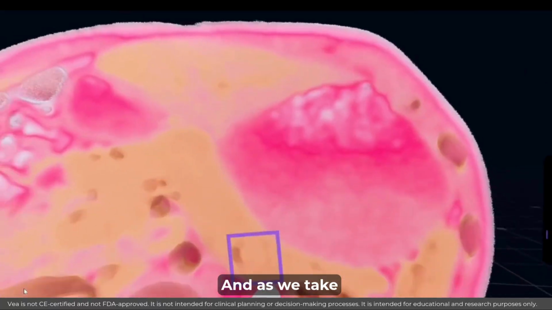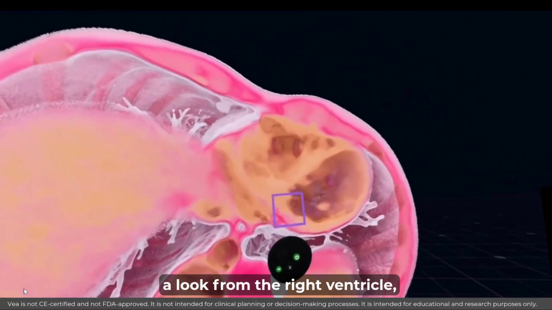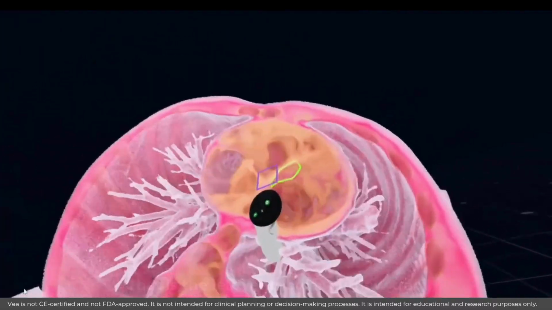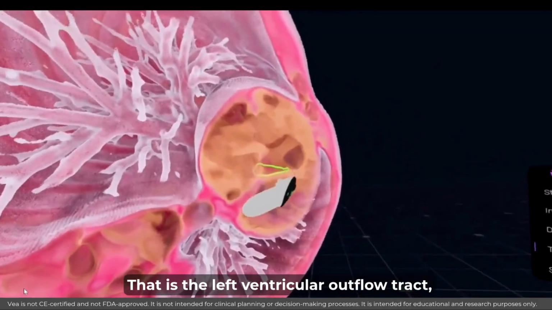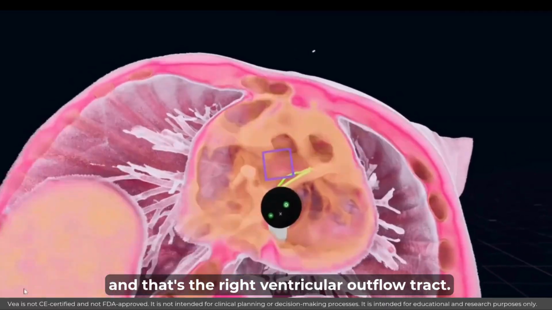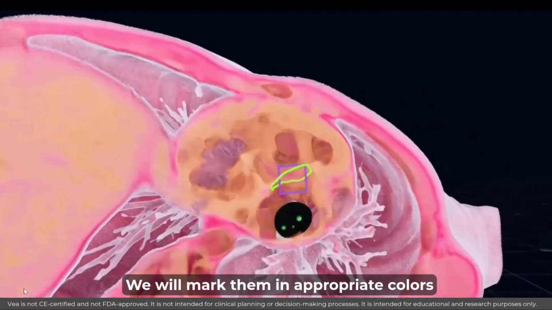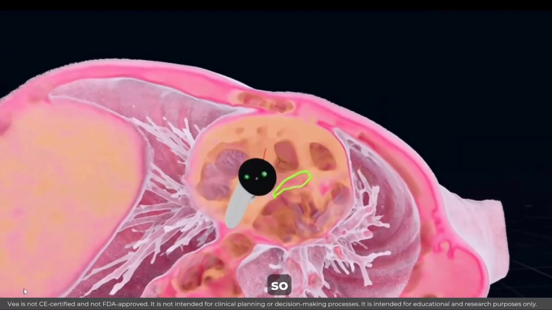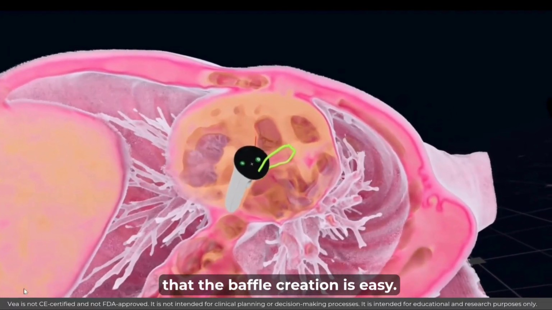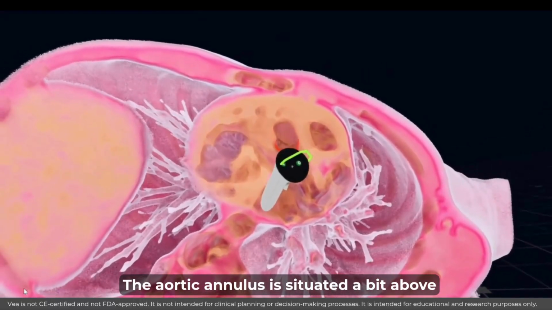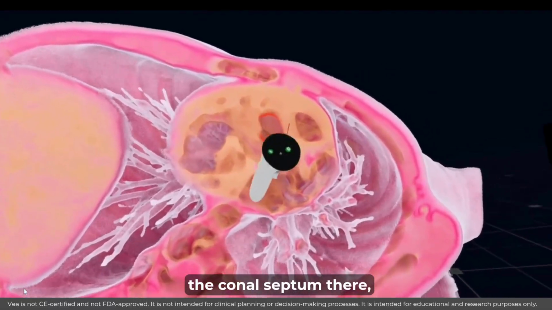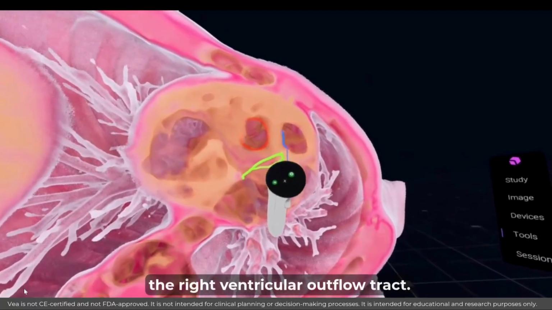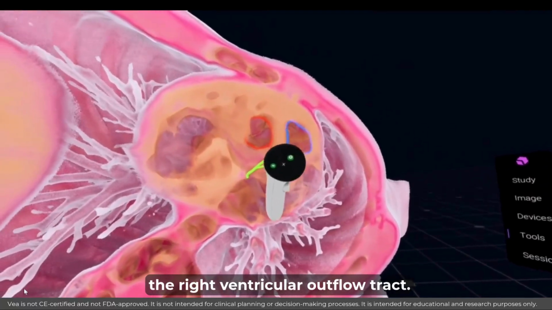And as we take a look from the right ventricle, you can visualize both outflow tracts. That is the left ventricular outflow tract, and that's the right ventricular outflow tract. We will mark them in appropriate colors so that the baffle creation is easy. The aortic annulus is situated a bit above the conal septum there, and that's the right ventricular outflow tract.